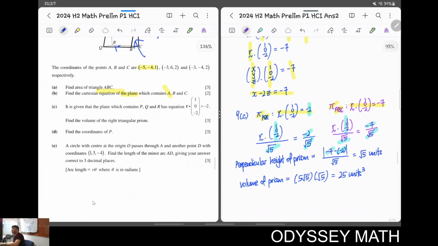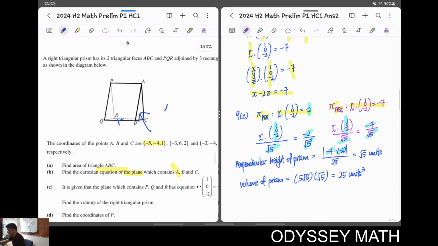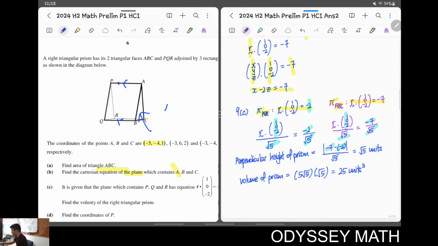Right, part D, find the coordinates of P. This is quite simple actually. I tell you the general answer. You find the equation of the line AP, and then once you find the equation of the line AP, a point on the line AP you write as a single vector for some lambda, and then you sub it into the equation of this plane here. Remember? So that is how we do it.